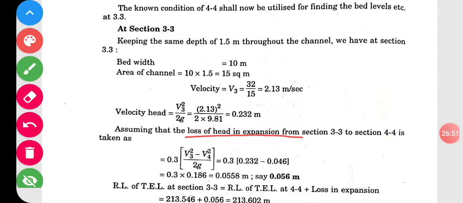By this equation. See this equation: the loss of head is calculated as 0.3 into the bracket of V3, the velocity at section 3, minus V4, the velocity at section 4, divided by 2g. If you calculate this, you will get the loss of head equal to 0.56 meter. Next, let us see what is to be done.